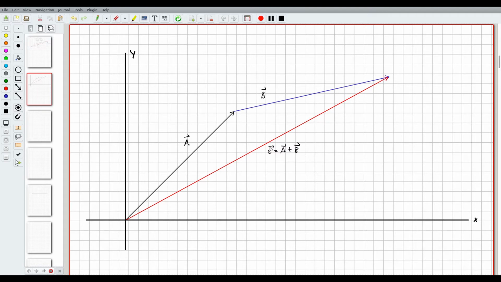So in order to add these things properly, we're going to have to add them by component form. Now here, let's call A 40 meters per second. The angle that A makes with respect to the x-axis, 45 degrees.